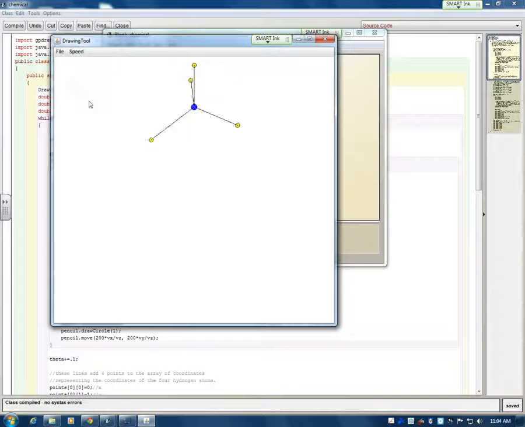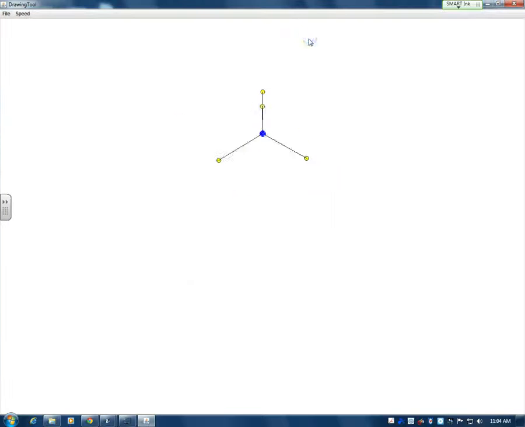Allow me to fix that. That's what it looks like. Here we see the carbon atom, or what's supposed to represent the carbon atom, and we have the 4 hydrogen atoms, and they're all rotating about the y-axis, and this one being stationary because of its position.